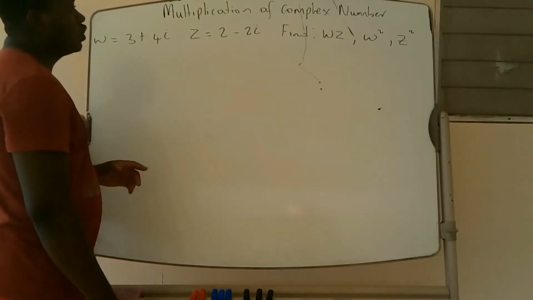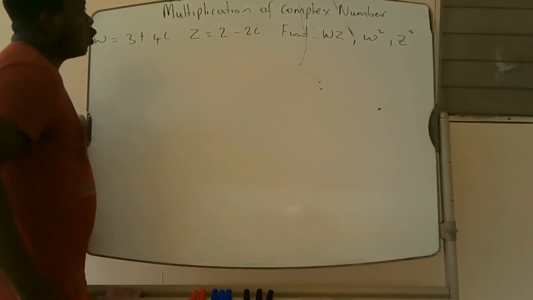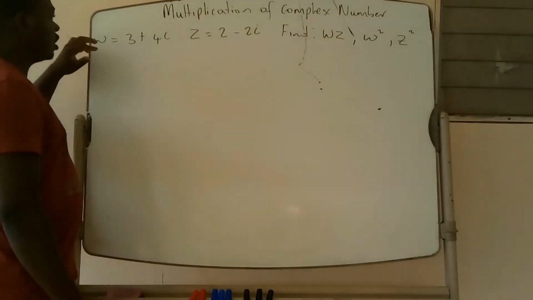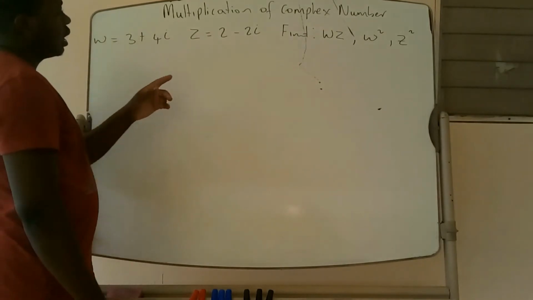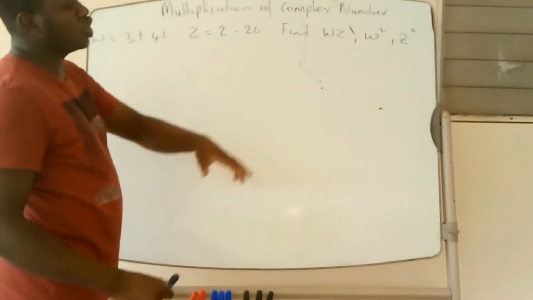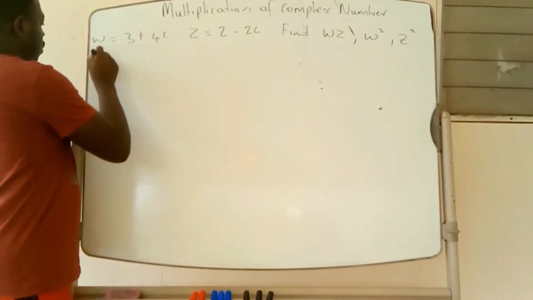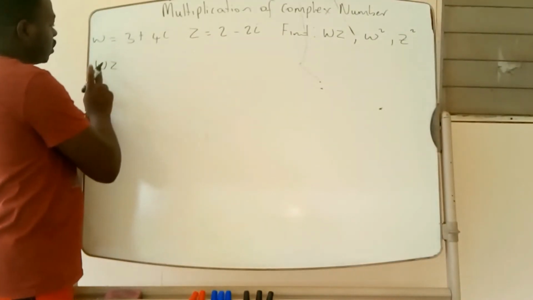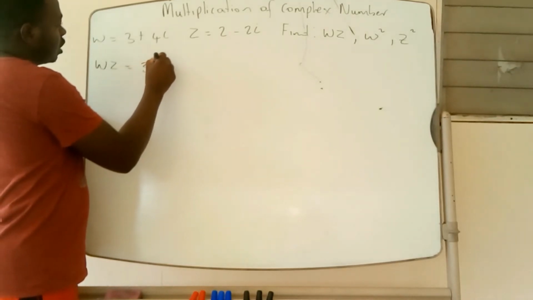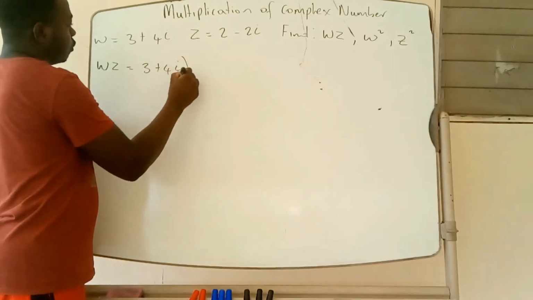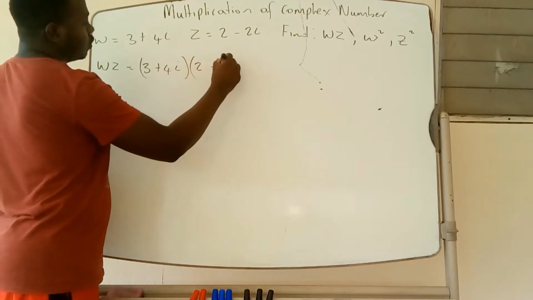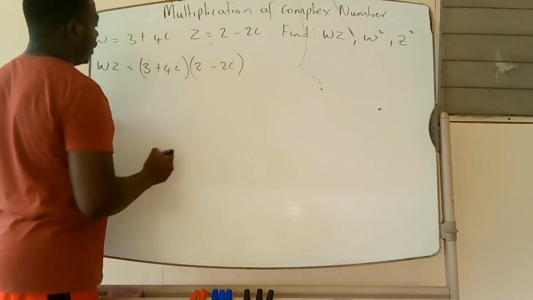So now we're going to focus on how we multiply complex numbers, right? So we are given the complex numbers w is equal to 3 plus 4i and z is equal to 2 minus 2i. And we are asked to find wz, right? wz means w times z. So that's going to be w, which is 3 plus 4i, in a bracket, times z, which is defined as 2 minus 2i. Right?